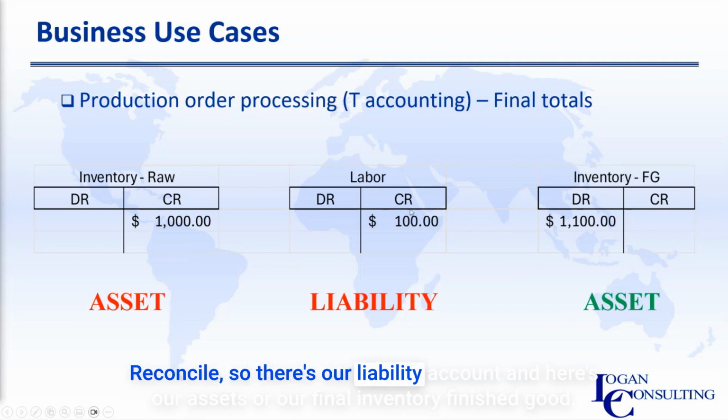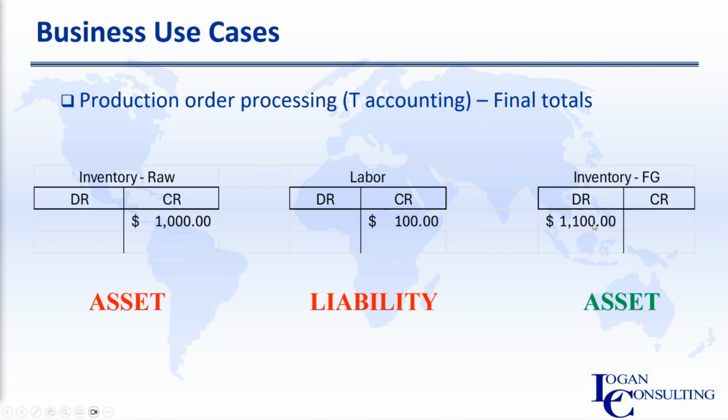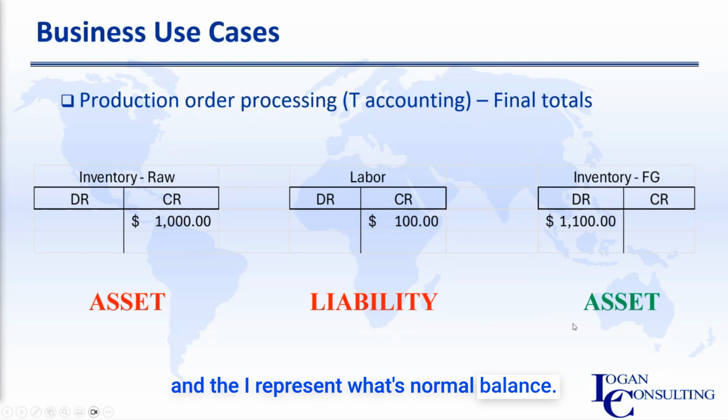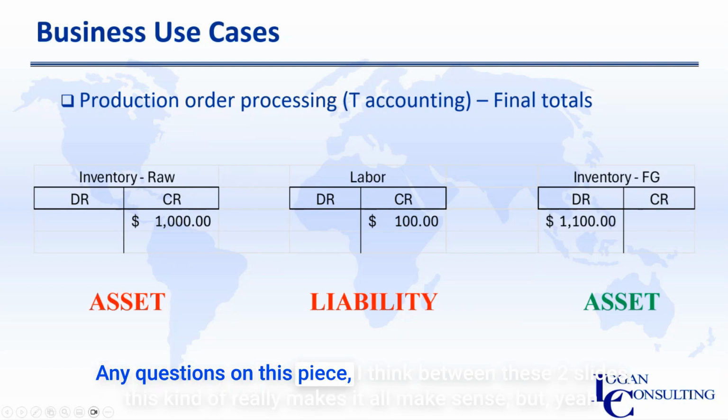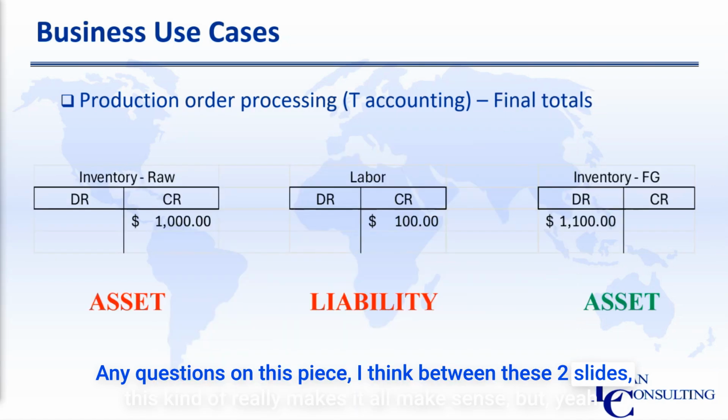So there's our liability account, and here's our assets. So our final inventory finished good is hitting that debit there. So again, debits equals credits, and the I represent what's normal balance. Oop, I backed up right there. So any questions on this piece? I think between these two slides, this really makes it all make sense.